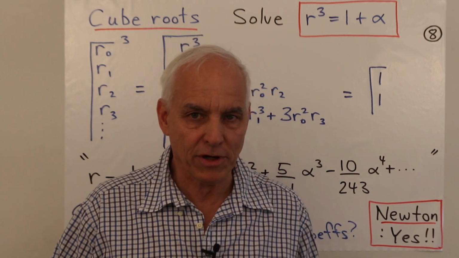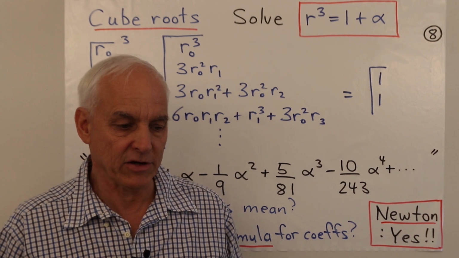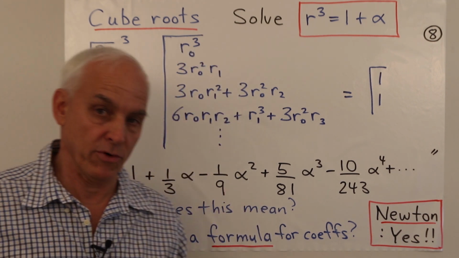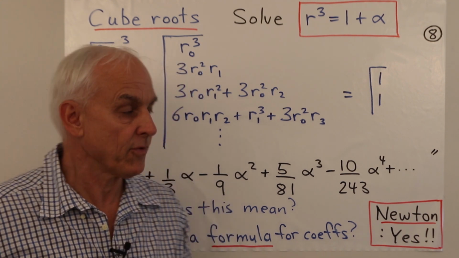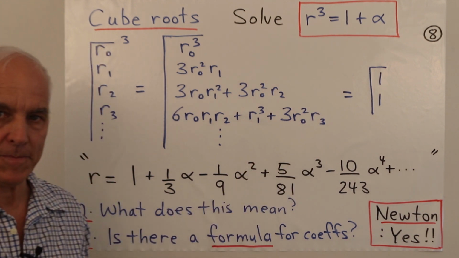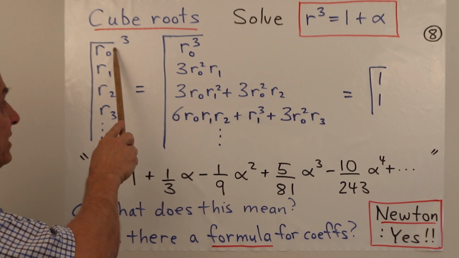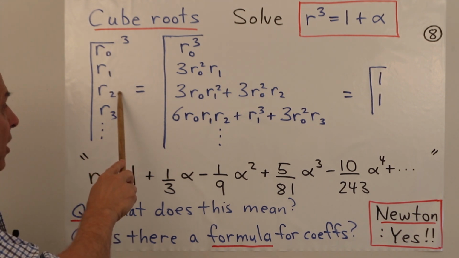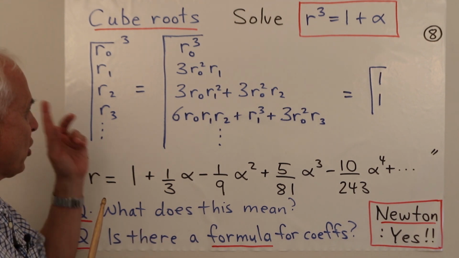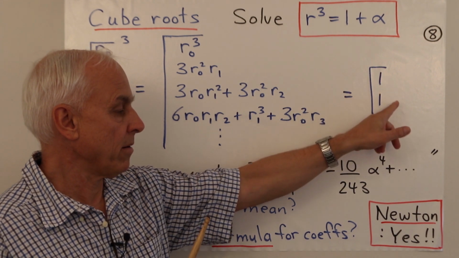So in the course proper, you'll have a chance to practice a lot of different examples to strengthen this technology. But here's another step up where we look at cube roots instead of square roots. Suppose we're trying to solve this equation, r cubed equals 1 plus alpha. Well, let's let r be the polyseries, starting with r0 and then r1, r2, r3, and so on. And we have to cube this thing and set it equal to this polynumber 1 plus alpha.